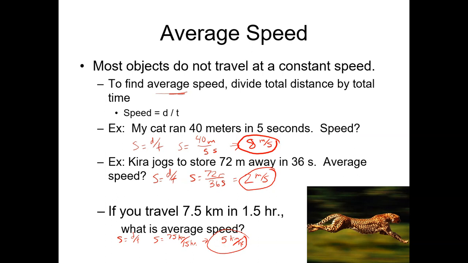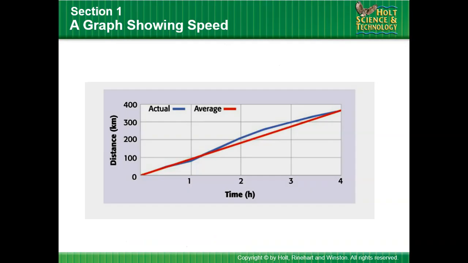Now remember, I said average speed, not instantaneous speed. As that cat's running, or as Kira's jogging, she's probably not going 2 meters per second that whole way. She'd slow down, she'd speed up. Okay, so this is an average speed. And the graph on the next slide gets to this average speed idea.